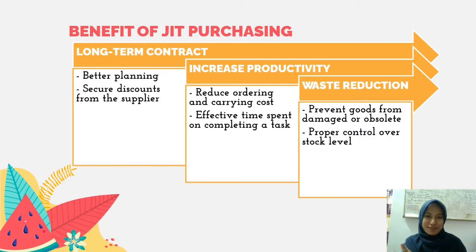A few benefits of JIT purchasing include long-term contract, increased productivity, and waste reduction. JIT purchasing enables them to have a long-term contract. The firm is getting the raw materials needed from the same supplier most of the time. It is to secure discounts from that supplier, and thus enables them to have better planning in terms of the cost to be incurred in future periods and the current one.